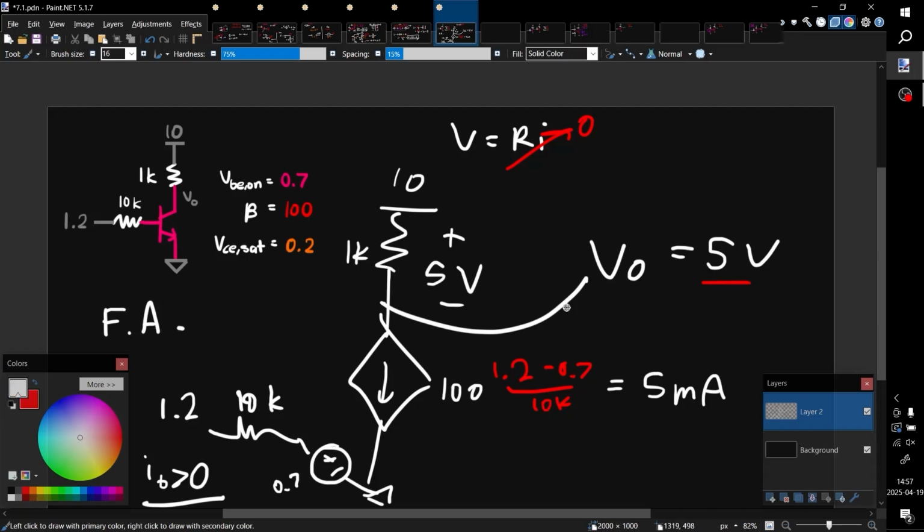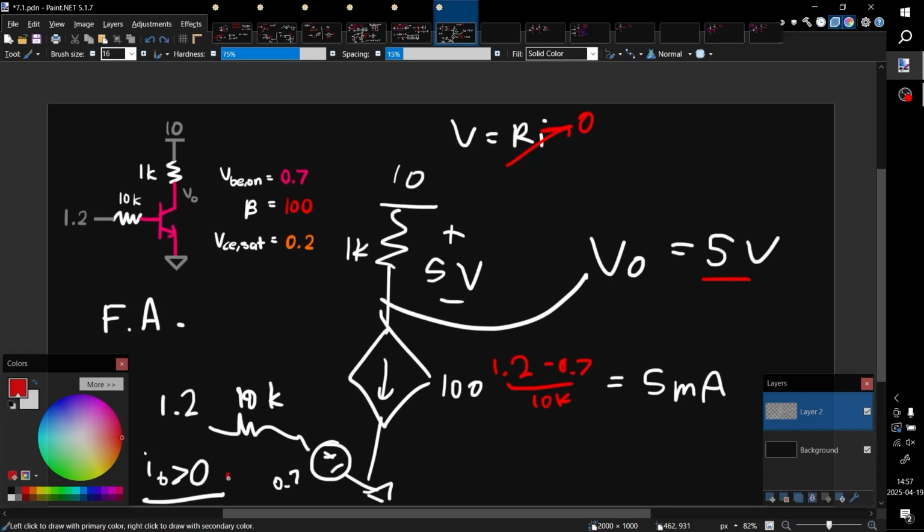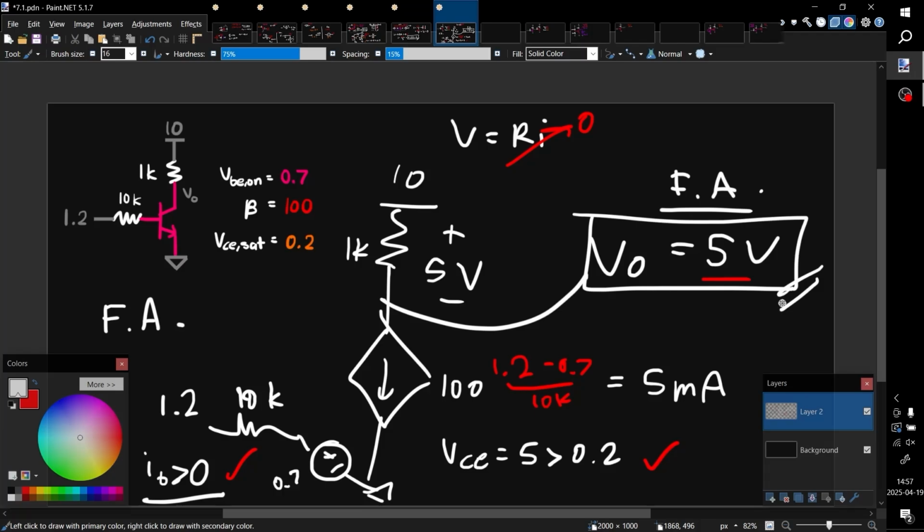Right? Now let's try to validate if this is correct. We already know that IB is already operating. The next thing that we want to validate here is VCE. VCE is equal to 5 and it is greater than VCE sat. So that means this is also correct. We are operating in forward active and this is our correct answer.